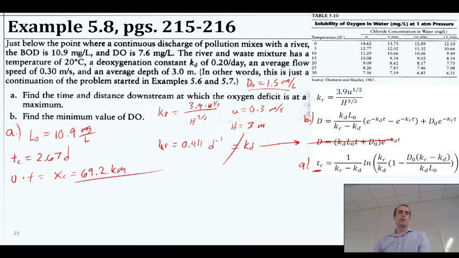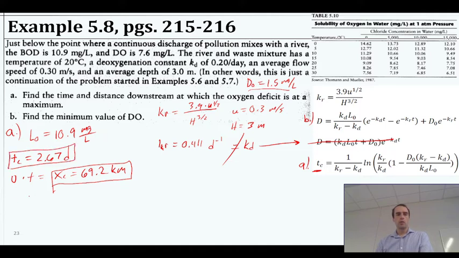So nearly 70 kilometers, 30, 40 miles, however that converts. So you can really see how that could be a big impact to the water quite far away, given these conditions. All right, so that's part A.